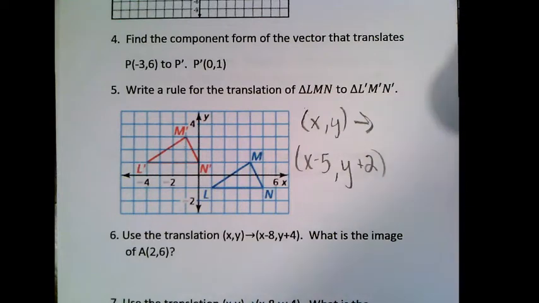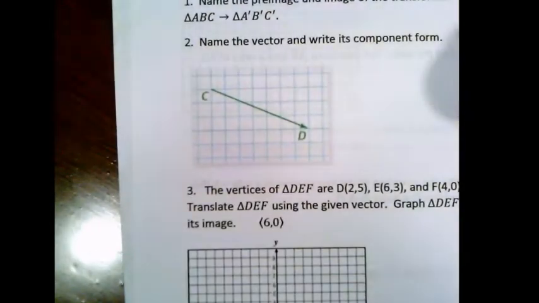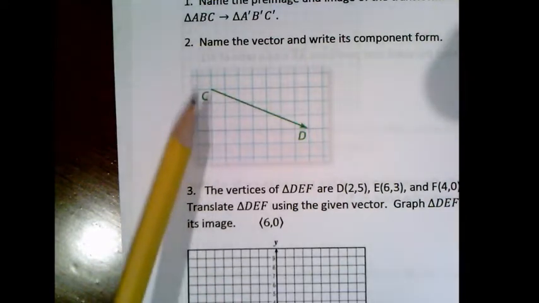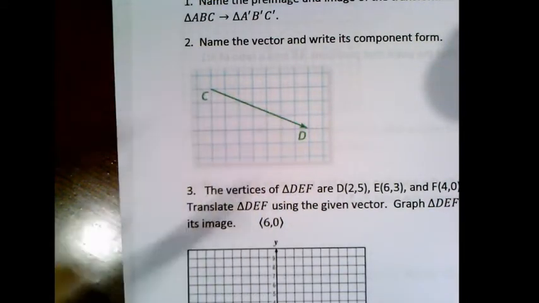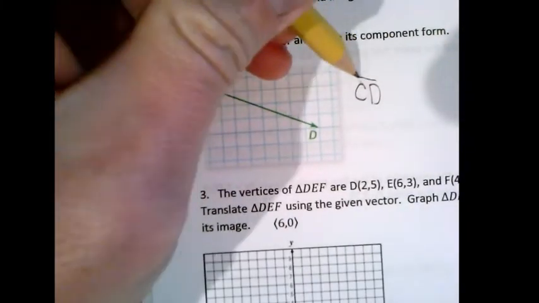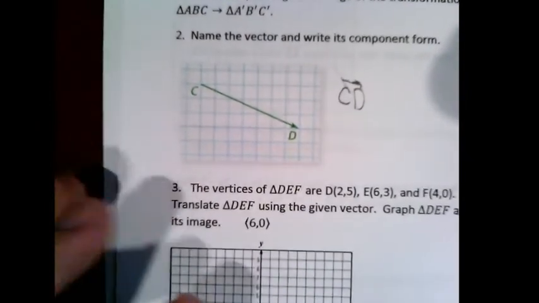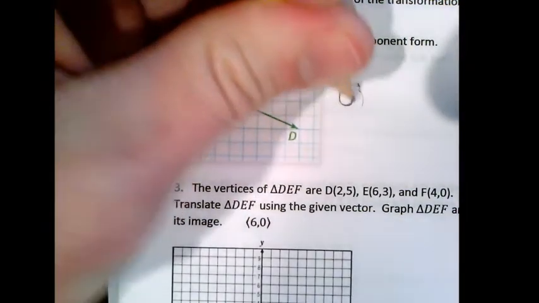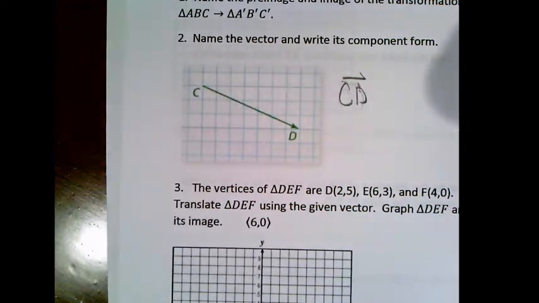I see number 2. So let's go back to number 2. It says name the vector and write its component form. And so the vector is CD. So that's how you write that. You just say CD. Actually, a vector, let me erase that. CD, a vector has kind of a weird notation there.